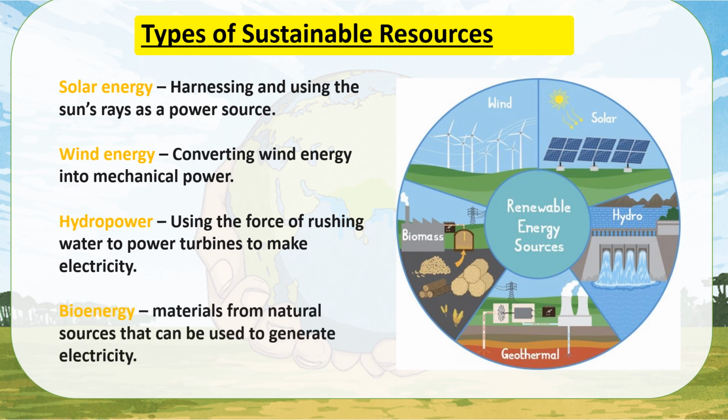And next we have bioenergy. Bioenergy is obtained from natural resources like biofuels. For example, waste material produced in our kitchens can be used to create bioenergy and then it can be further used to generate electricity that is used in our houses.